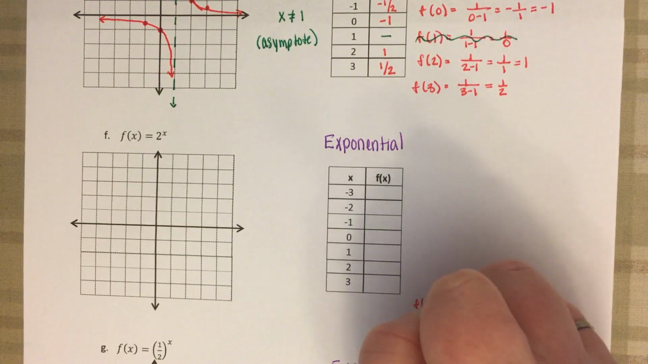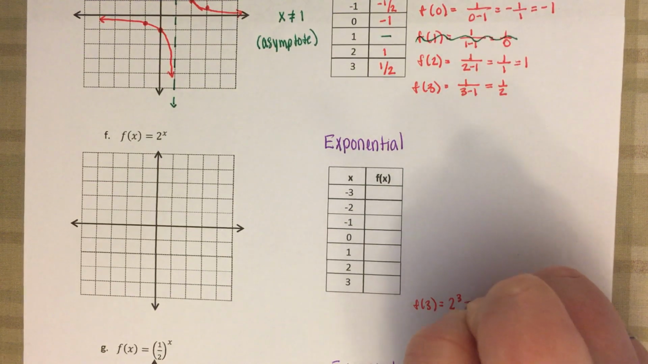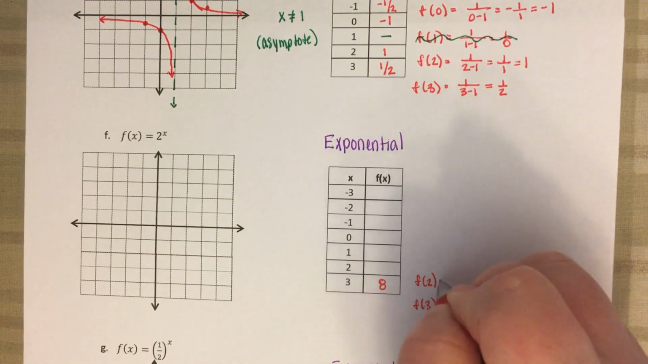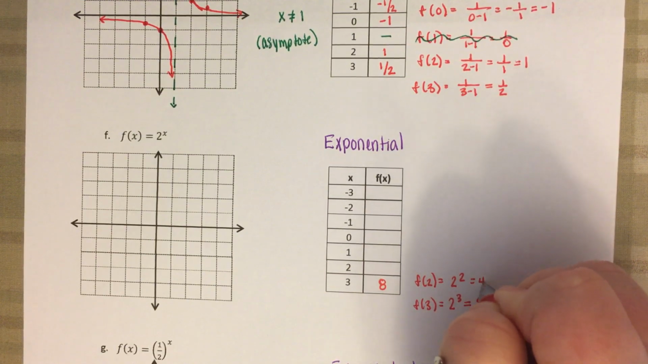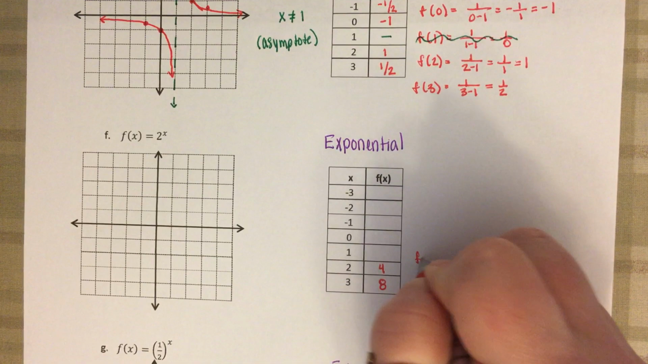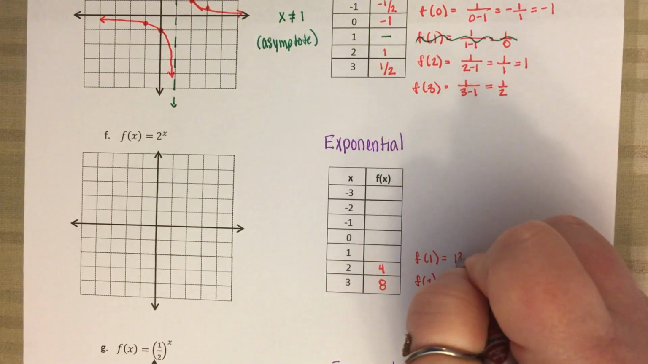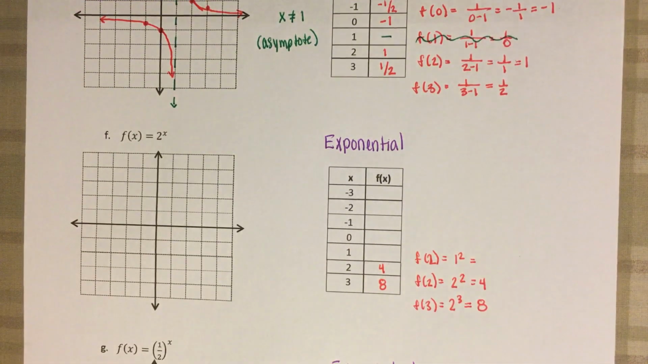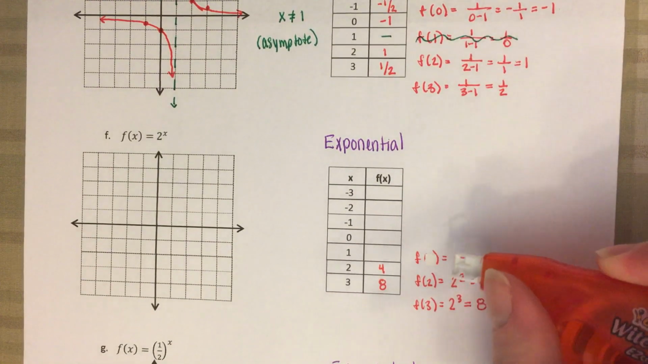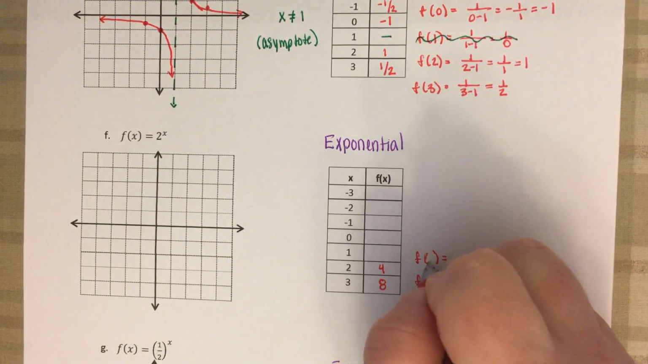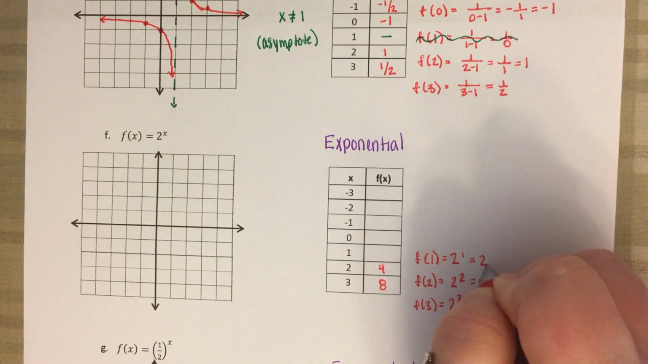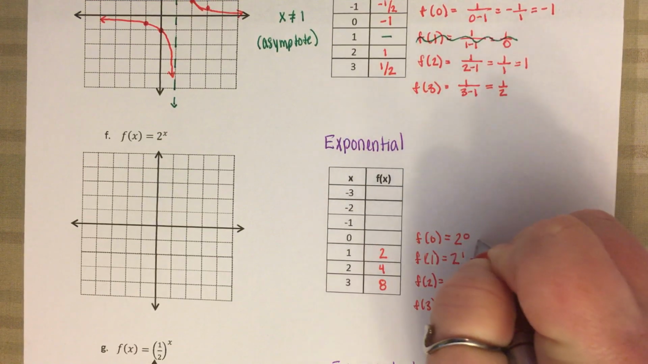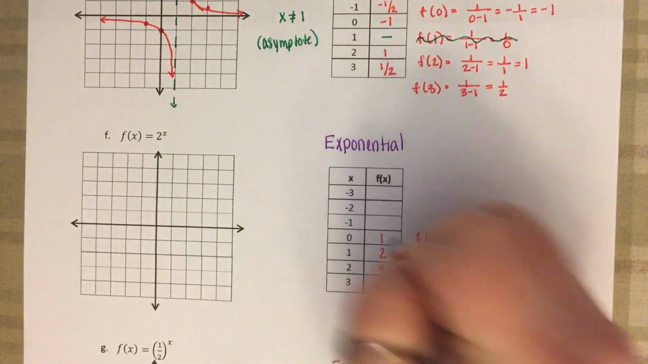So f of 3, 2 to the third power, 2 times 2 times 2 is 8. F of 2 is 2 squared, which is 4. F of 1 is 2 to the first. Sorry, I got my 1 and my 2 mixed up there. F of 1 is 2 to the first, which is 2. F of 0 is 2 to the 0. Anything to the 0 power is 1.